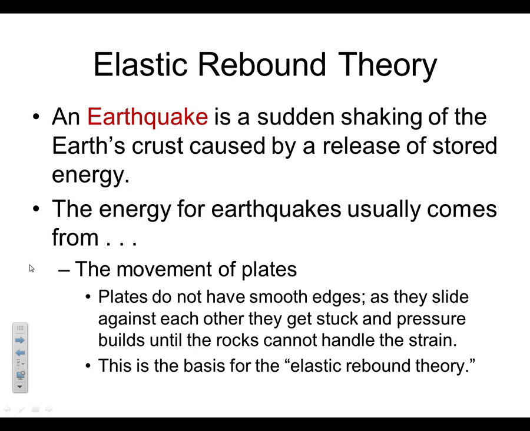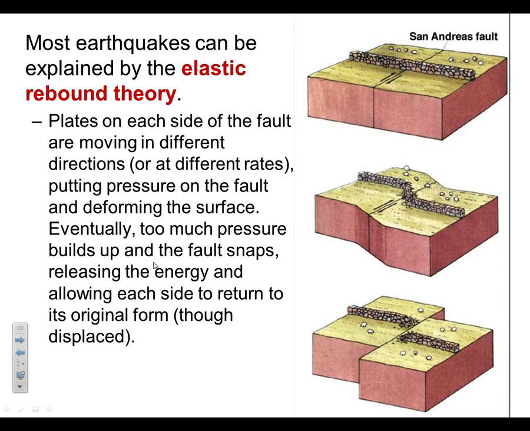So you have your definition on the first blank there, and then I kind of skip down a little bit, and you look under the earthquake waves section on that first page, and you see the elastic rebound theory. It's what we just talked about here. So the plates on either side of the fault are moving in different directions or different rates, putting pressure on the fault and deforming the surface. Remember that these plates don't have smooth edges, so they get stuck together. So here you see kind of the before, San Andreas Fault in California. The pressure builds, and it's going to start to deform.